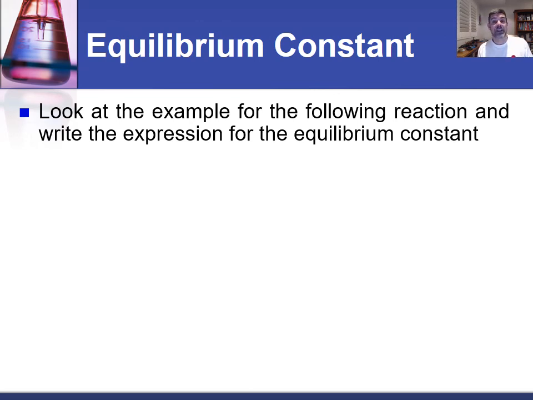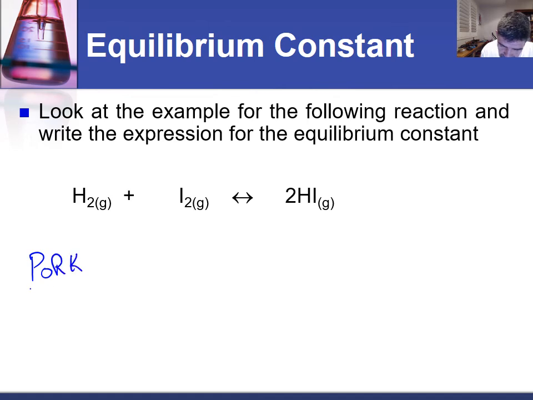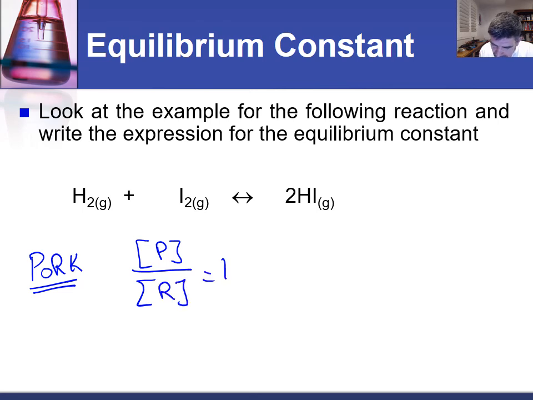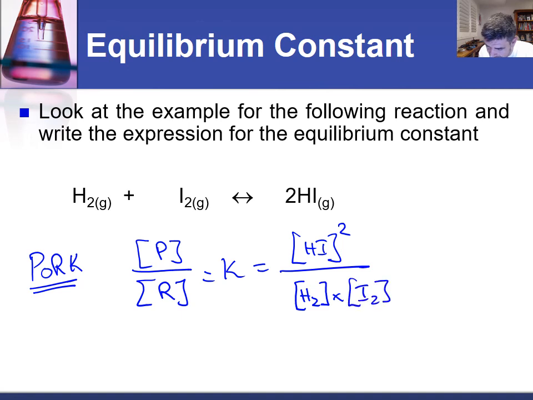So let's look at another example for a reaction and see if we can write down the equilibrium constant expression. Again, this time hydrogen gas plus iodine gas forming hydrogen iodide. If we remember PORC, you may choose another acronym if you prefer, the concentration of the products over the concentration of the reactants is equal to K. So therefore K is equal to the concentration of HI raised to the power of 2, divided by the concentration of H2 multiplied by the concentration of I2. How did you go?